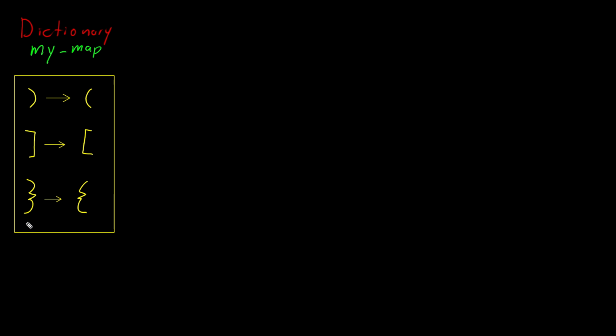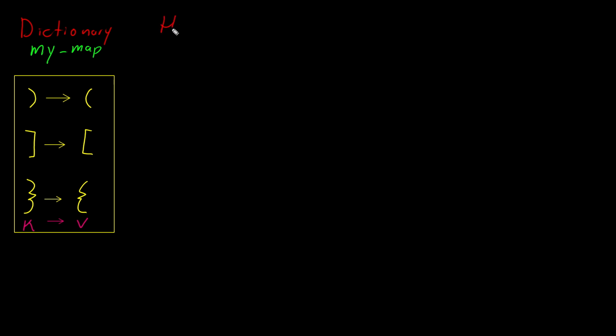Now, notice that my keys map to my values, right? Because that's what a dictionary is. It maps keys to values. Now, one thing that I want you to notice is that all my keys are closers, and that maps to all my openers, which are all my values, right?